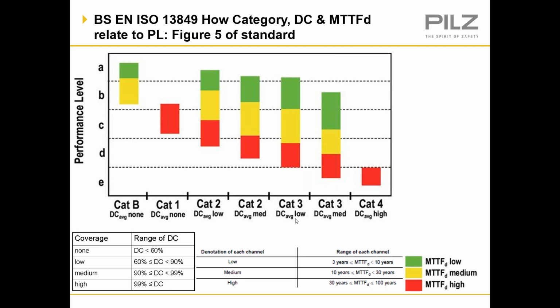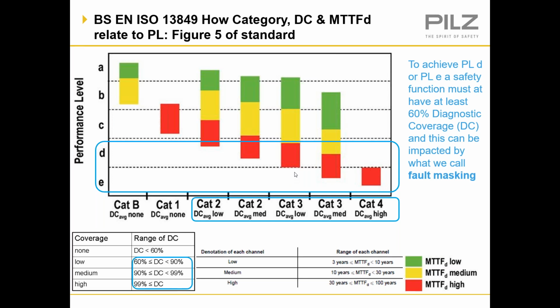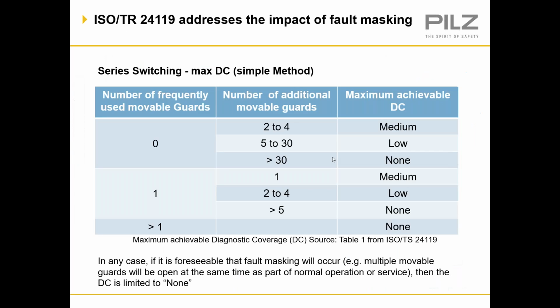And so if you want to achieve performance level D, then you really need a medium diagnostic coverage for Category 2 and above. And this can be impacted by fault masking. So, as discussed earlier, TR 24119 addresses the impact of fault masking, and it uses a simple method to look at switches.